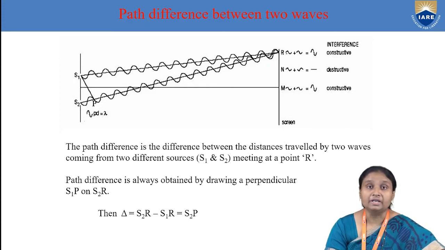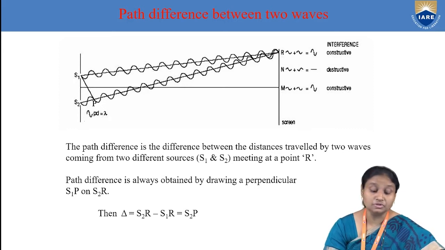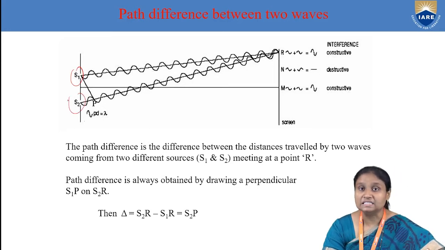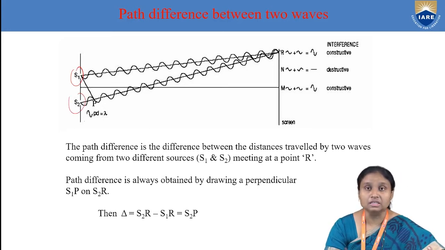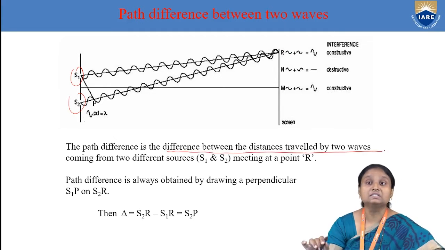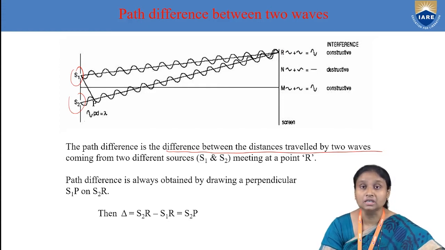Now I need to find the path difference between these two waves. As we have observed here, these two waves are traveling from two different sources, S1 and S2, but they are reaching the same point R on the screen. In order to find the path difference between these two waves, we have to find the difference between the distance traveled by these two waves that come from two different sources but reach the same point on the screen.